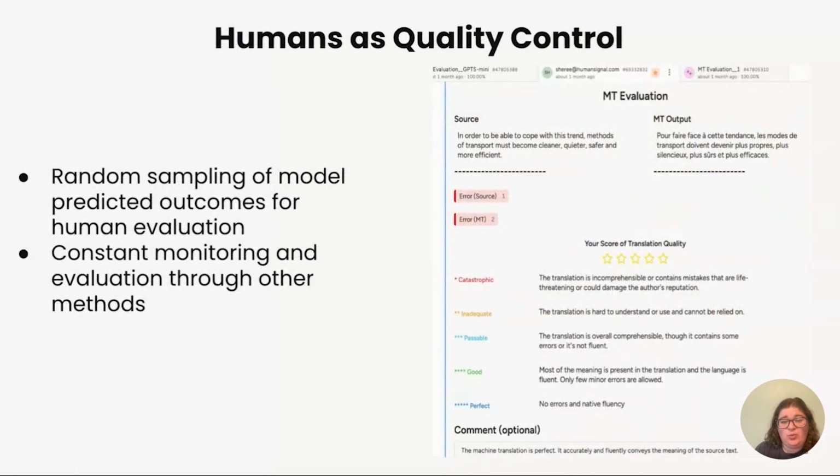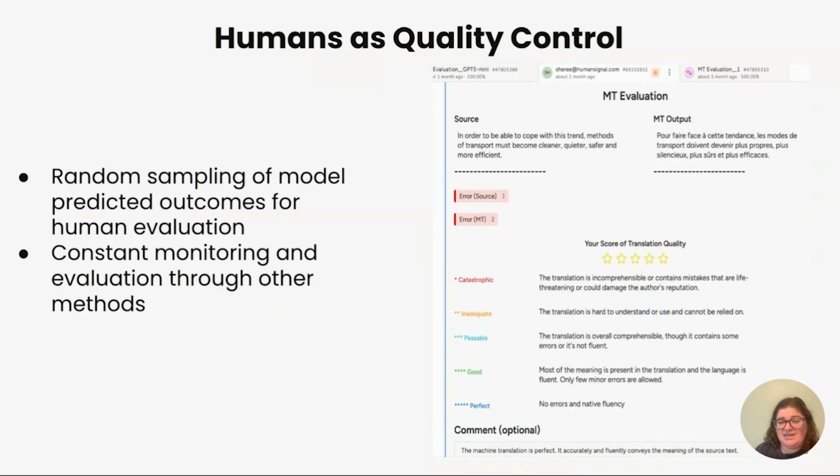Finally, humans can act as quality control. So if you're looking at a random sample of model predicted outcomes, you can pass them to human evaluation to make sure that your models are doing what you think they're doing. This constant monitoring and evaluation through other methods also allows you to make sure that your models are continuously doing what you think they're doing.